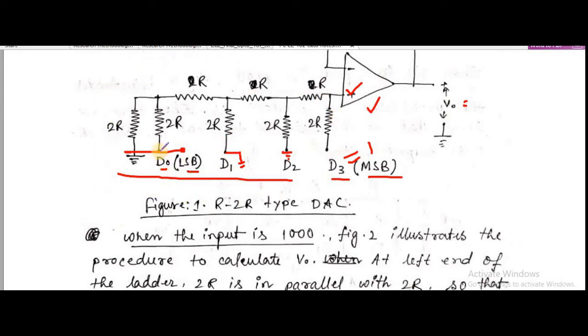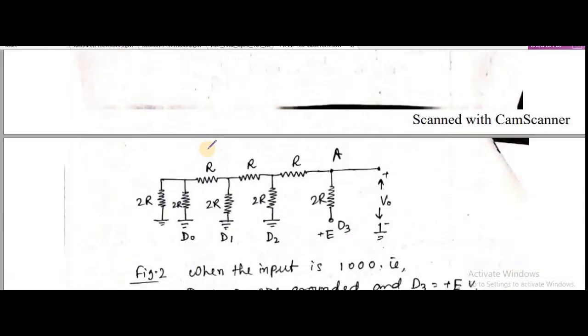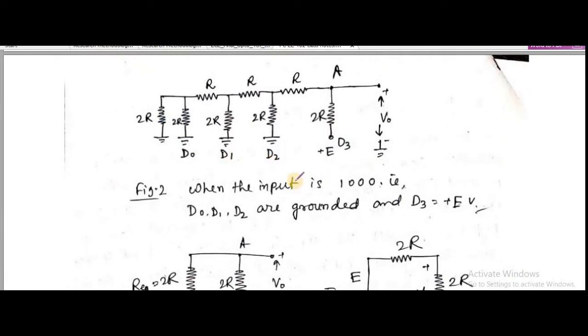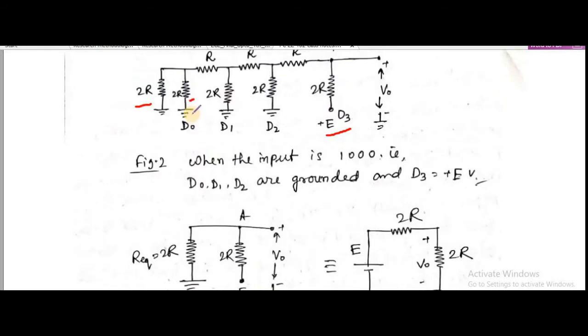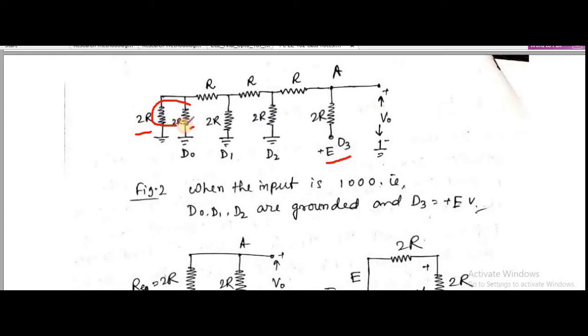If these two resistances are both connected to ground, then these two are in parallel. If these two resistances are in parallel, what will be the equivalent resistance of these two? It will be R. This is the case where D3 is 1, and here I consider that E potential is given to it. Now D0, D1, D2 are 0, so these two resistances are in parallel combination. So obviously the equivalent of these two resistances becomes R.